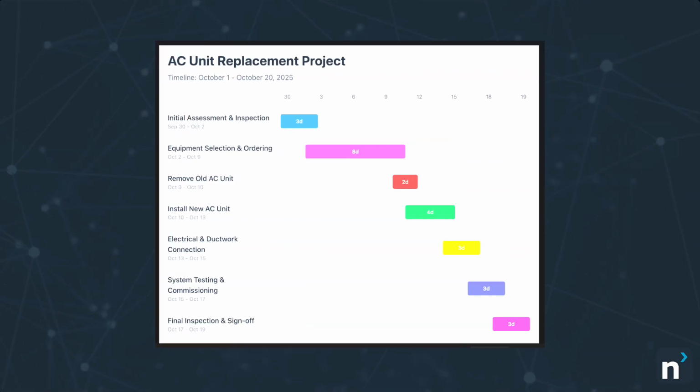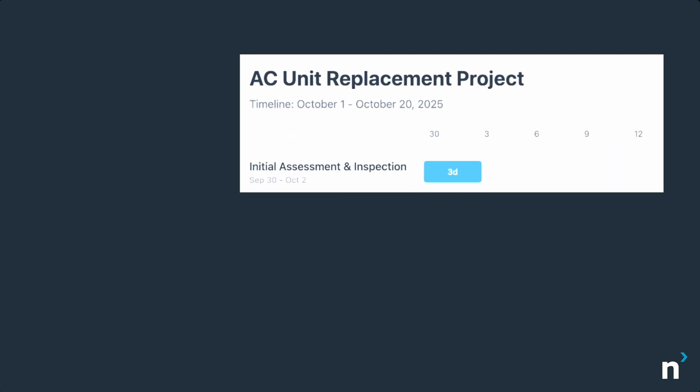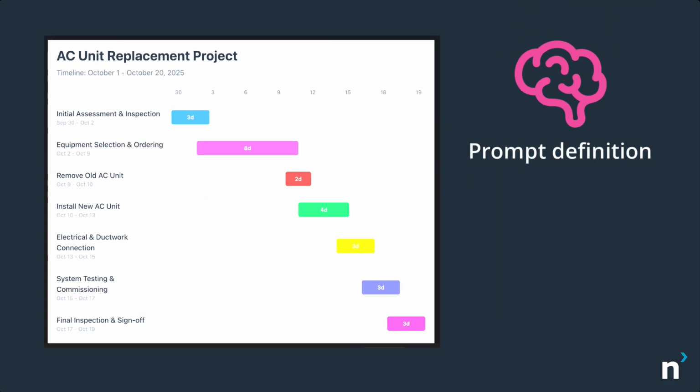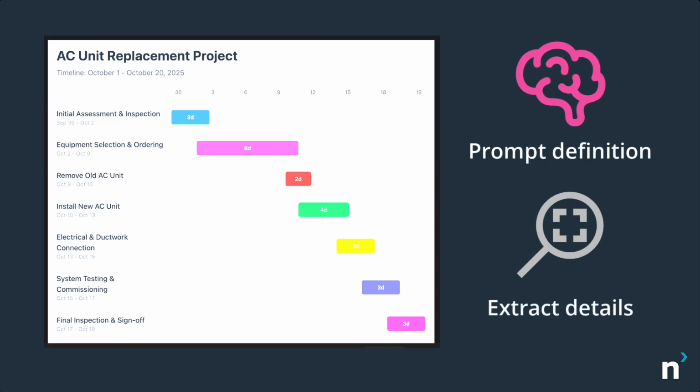Here's the Gantt chart the prompt will analyze. It provides a timeline view of the project. Each bar represents a task and shows the task name, its start date, end date, and duration. The prompt definition will visually analyze this chart to extract project details.